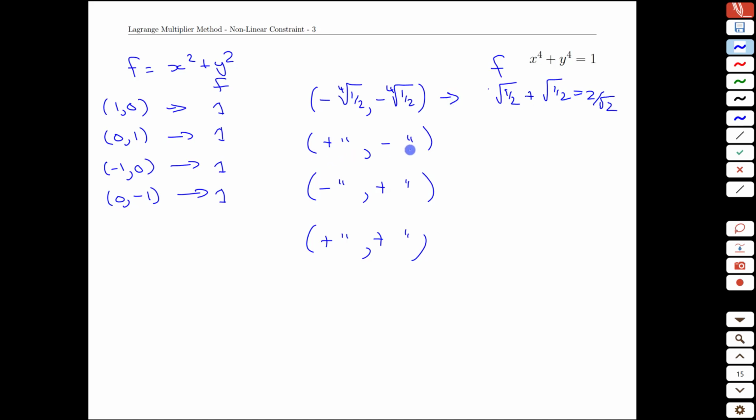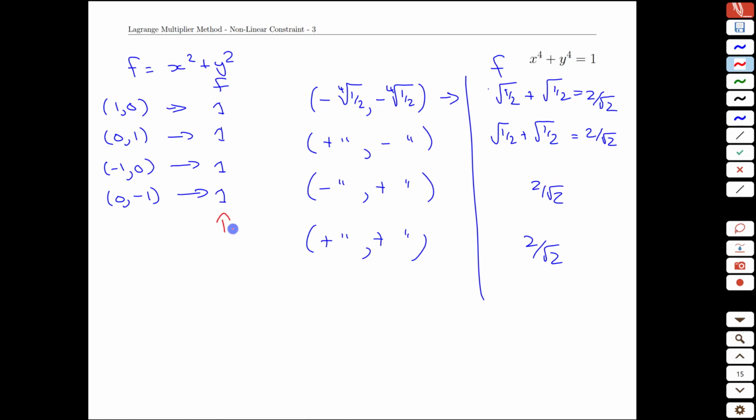And if we do the same thing for the values that are positive and negative, well, we're going to plug them into the square term, so whether it's positive or negative doesn't matter. We're still going to get the square root of a half plus the square root of a half. That's going to be 2 over root 2. Hey, they're all going to be the same. So the function values at all these points have the same numeric value, and this is going to be larger than 1.